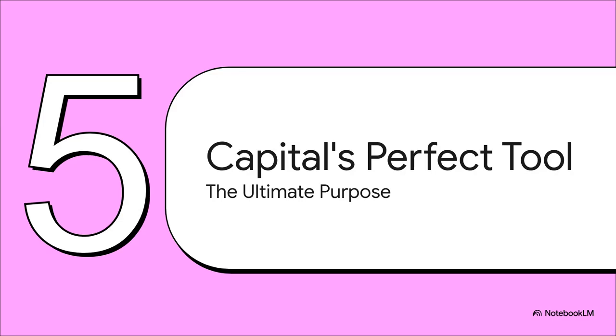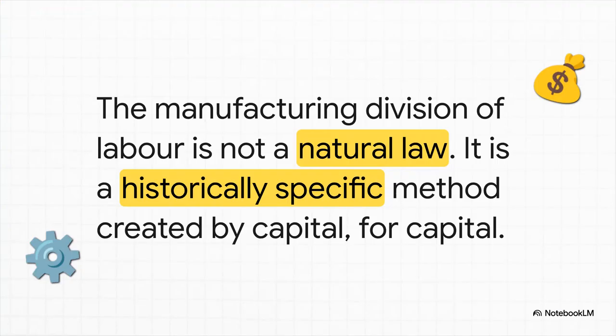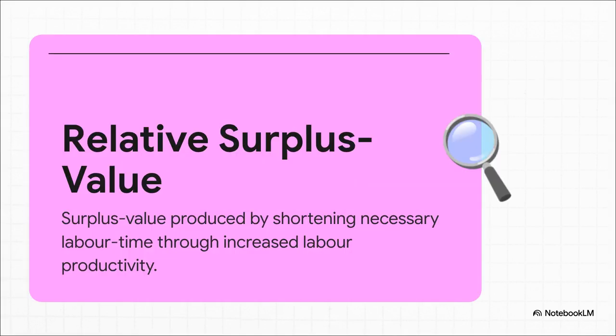This brings us to the why, the ultimate goal of this whole system. We've seen how manufacture works, but now we have to ask, to what end? What's the real purpose behind all this? And Marx is crystal clear on this point. The manufacturing division of labor isn't some natural, timeless law of production. No, it is a very specific method created by capital for capital with one single overriding goal. And that goal is the production of what Marx calls relative surplus value.